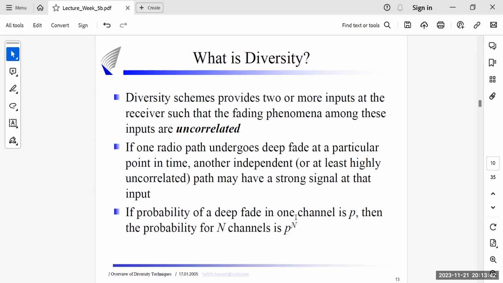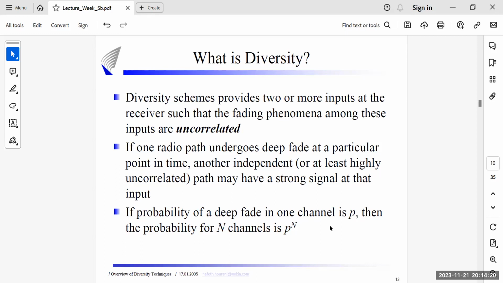So if the probability of a deep fade in one channel is P, the probability for n channels would be P to the power n. You know the maximum probability is 1, and the probability is always between 0 and 1. So obviously, anything less than 1 raised to a power gives an even smaller number. So whenever you say P raised to the power n, that is an even smaller number than P. If you have chances of fading in one path as P, the chances of fading in two paths would be even lesser.